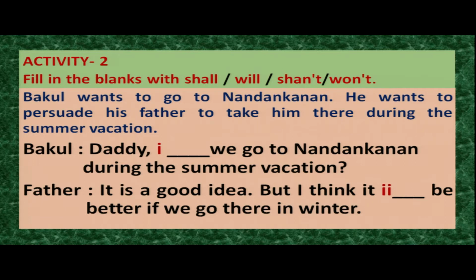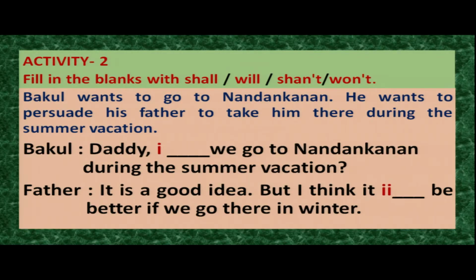So my dear children, I think you now know how to use shall and will in the sentences. So dear children, now look at activity 2. Activity 2 will do this and you can understand better. Fill in the blanks with shall or will, shall not or won't. The instruction is, Bakul wants to go to Nandankanan. He wants to persuade his father to take him there during the summer vacation.